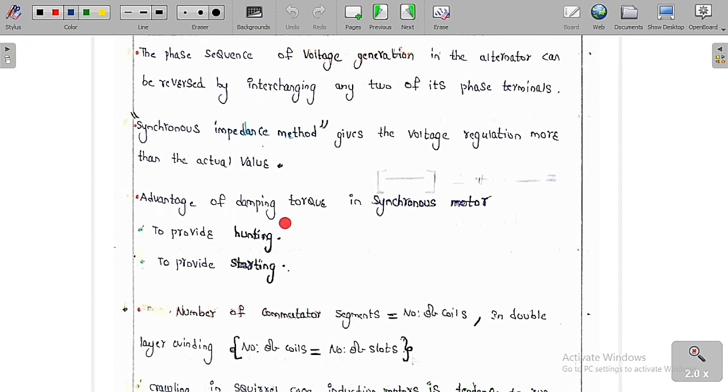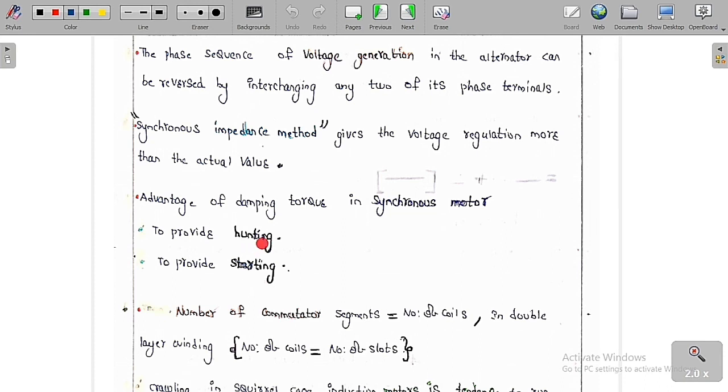And the advantage of the damper winding in the synchronous motor, as I already told you, is to perform two functions. One is to prevent the hunting and also to provide the starting torque.